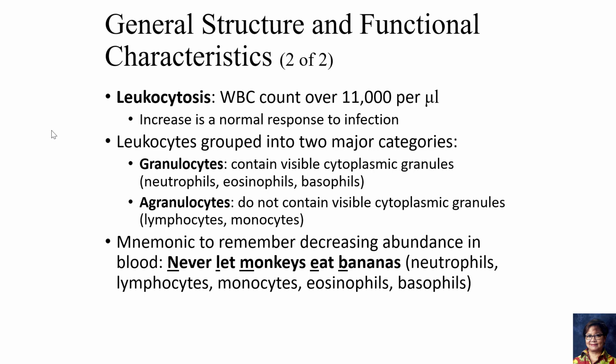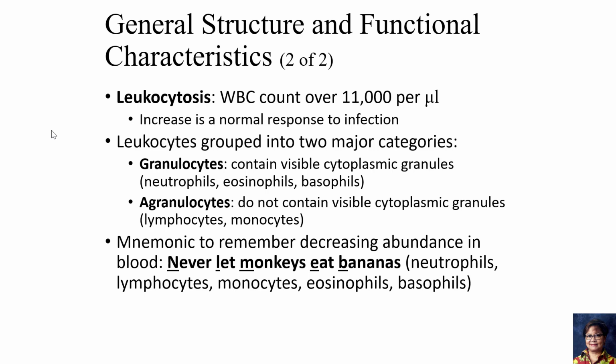The leukocytes, now let's take a look at the structure. The leukocytes are grouped into two major categories. Ones that are carrying granules in the cytoplasm are called granulocytes, and they are visible on the microscope. These are the neutrophil, the eosinophil, and basophil. And the ones that do not carry any cytoplasmic granules at all are called agranulocytes.